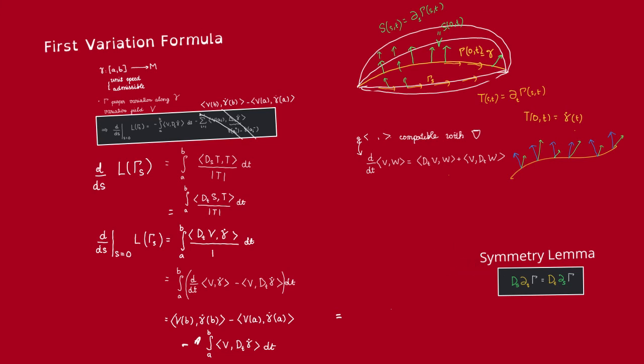Alright, so that's the first variation formula. Next, we'll discuss how this implies that length minimizing curves must be geodesics.